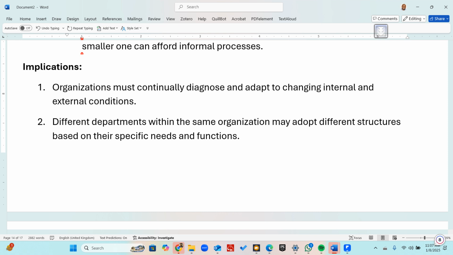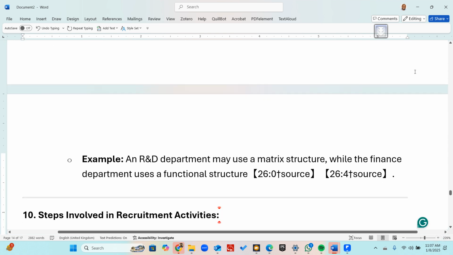needs and functions, such as marketing, HR, accounting, and others. They might adopt different approaches to solve problems within the organization, but still align with the organizational goal. For example, the R&D department may use a matrix structure, while finance might use a functional structure. So you see, this is what I just explained earlier.